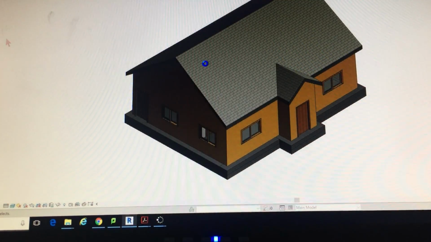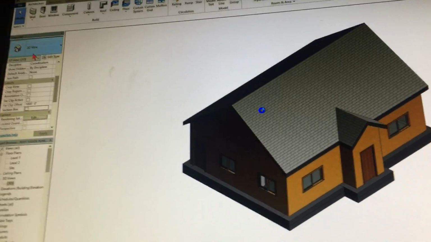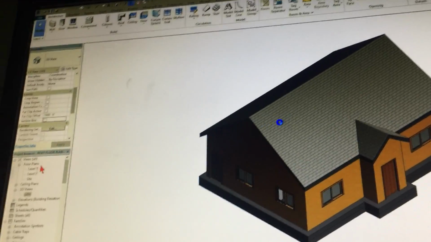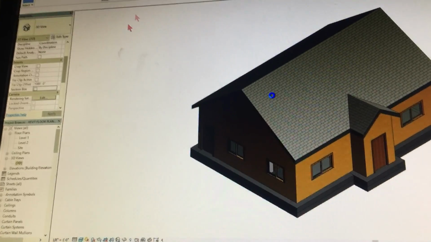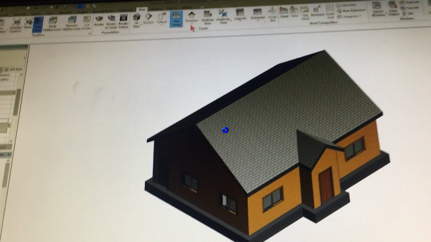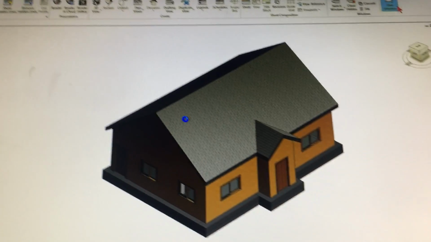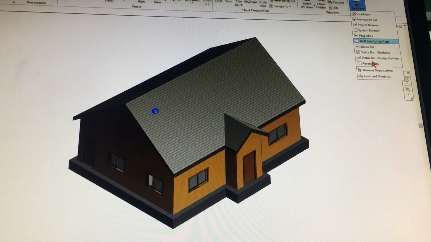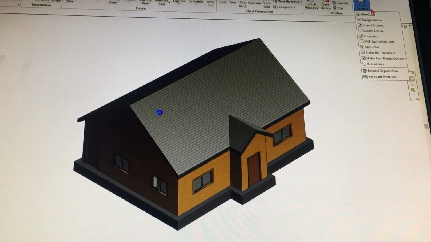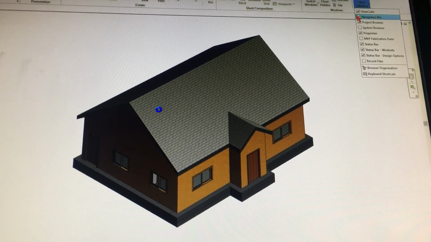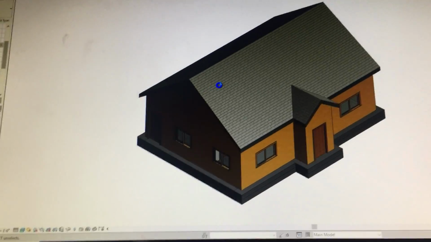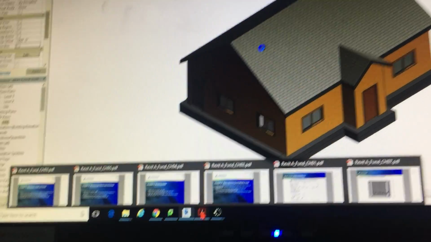So when you're working with Revit, you're going to want to have your properties up right here, and you're going to have the project browser down here. If they're not turned on, you go to View, and this is where you would go ahead and turn them on. Up here under User Interface, this is where these things get turned on. So if they're not turned on, you can get them through User Interface and turn those on. So that's an important starting point.